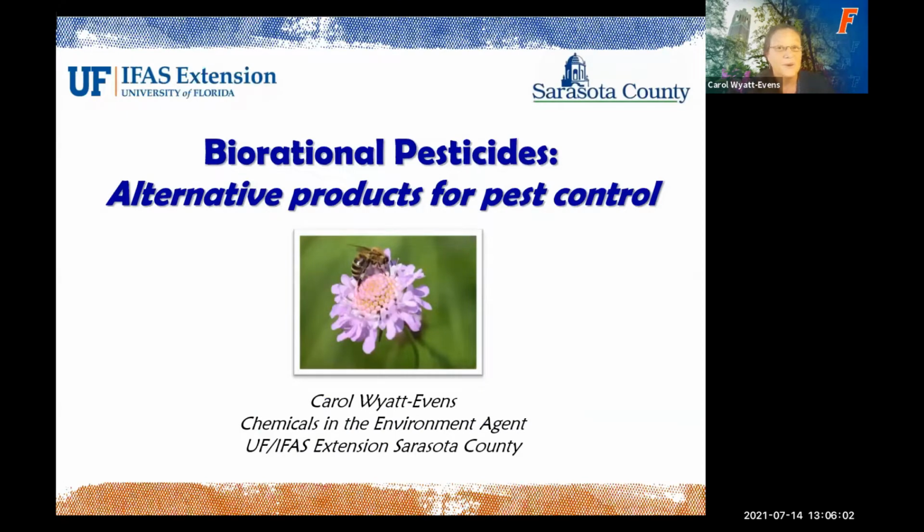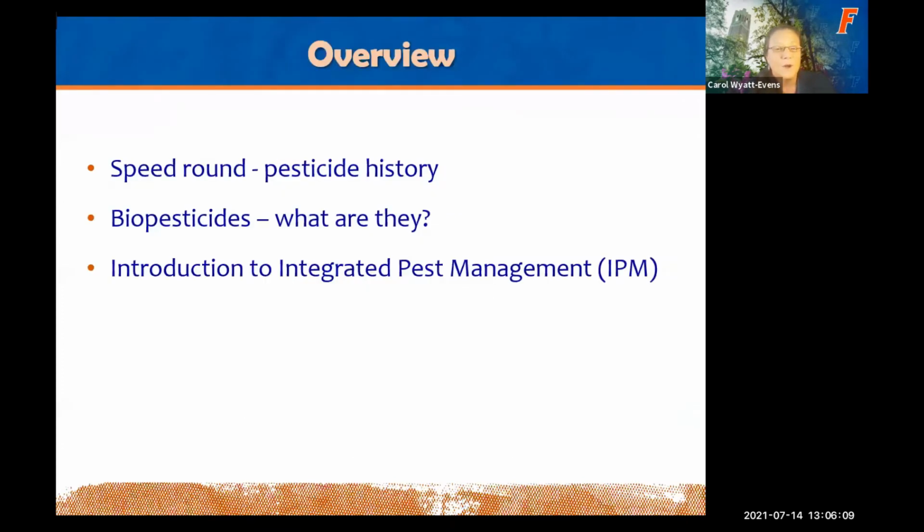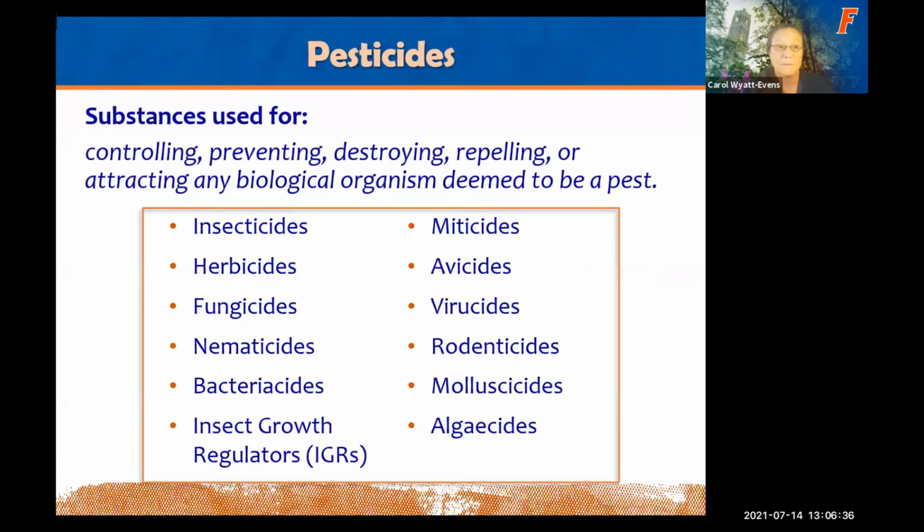So on to our presentation today. Biorational Pesticides, Alternative Products for Pest Control. A quick overview of today's presentation is going to be a quick history of pesticides, and then we'll talk about biopesticides, a little bit about the most common products for the landscape and what they are most effective at controlling. And sprinkled throughout the presentation is going to be the main principles of integrated pest management. And that's really important because biorationals are part of an IPM program.